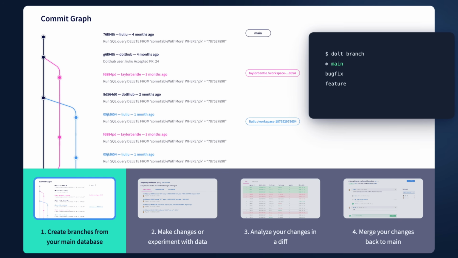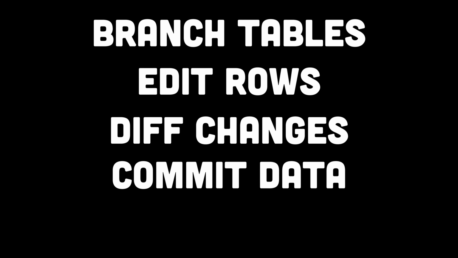This is Dolt. It's a SQL database that works just like Git. You can branch tables, edit rows, diff changes, commit them, and merge them back. Actual version control for actual data. I'll show you how to spin this up and get it going in the next couple minutes.